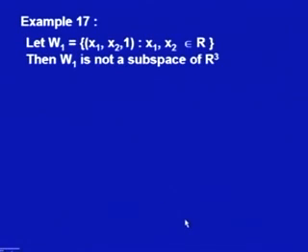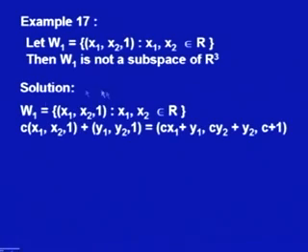That is it. Now, the next example, I consider again another subset of R cube. Here W1 is equal to (x1, x2, 1) such that x1, x2 belongs to R. So, instead of 0 now I am having 1 here, but one can see that W1 is not a subspace of R cube, with respect to the usual operations in R cube. So, let us consider W1 as being given here.